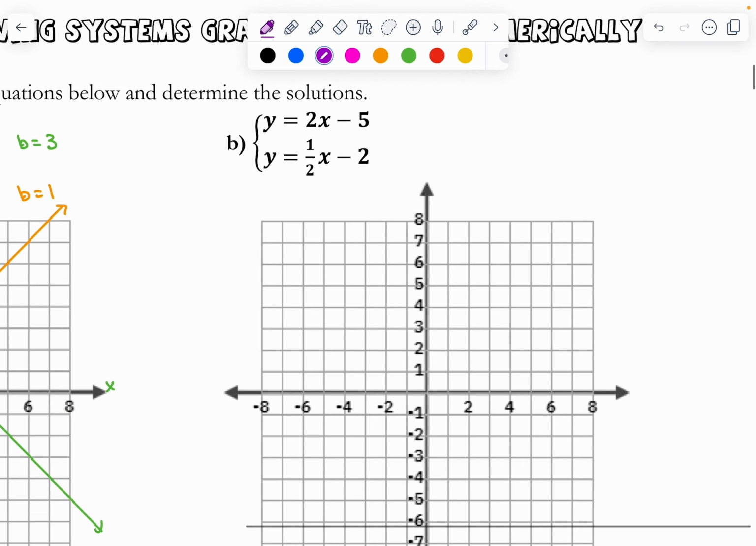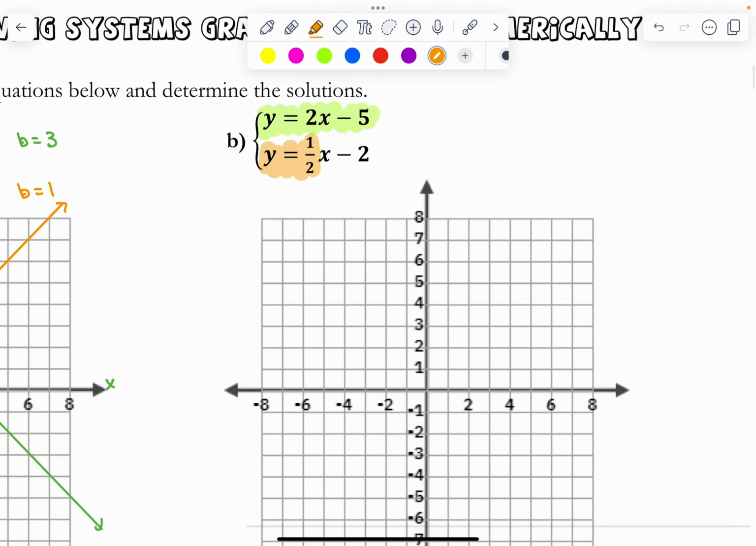Right over here. So what I like to do again is I'm going to just mark my M and my B. And again, the first few here, we're going to go pretty in depth just in case anybody is lost. So let's do the green one first. M is 2.